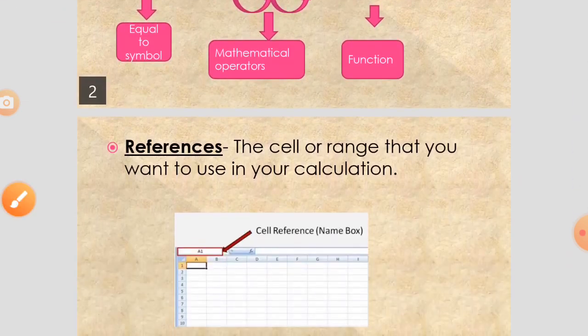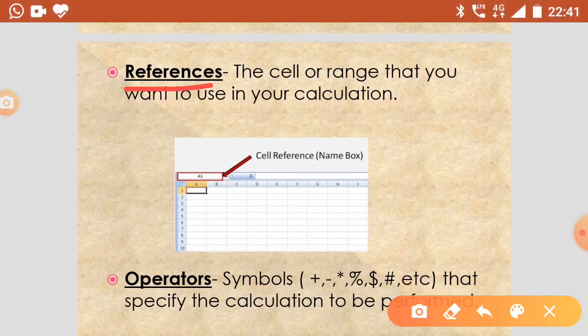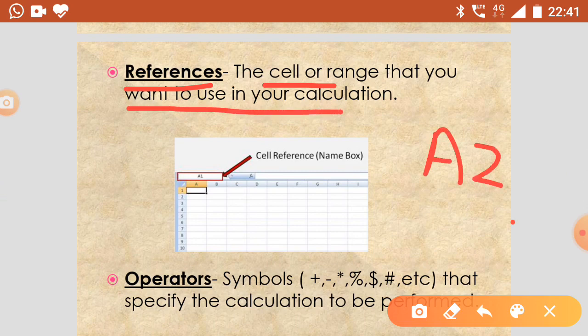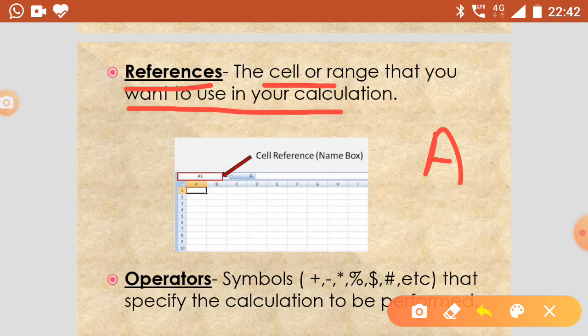Firstly, the reference. What is the meaning of reference? The cell and the range that you want to use in your calculation. Any cell name or cell address that we use in our calculation is known as a reference, either it is V1 or C2. These things are known as a reference.